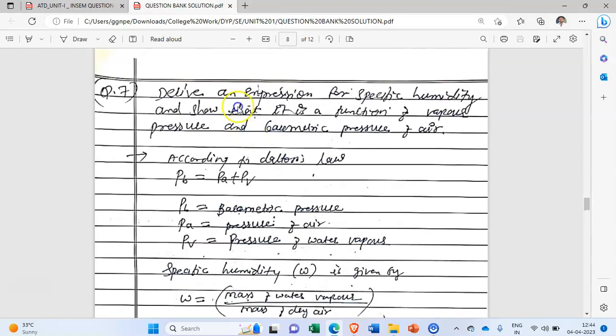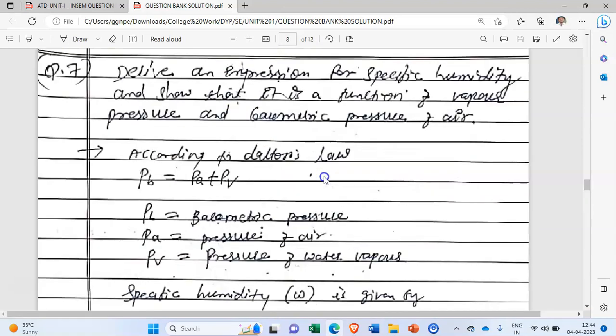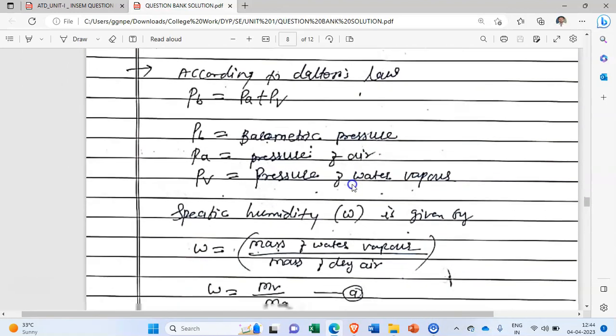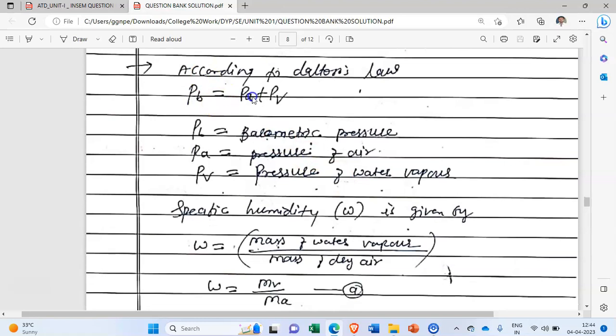So basically this derivation starts from Dalton's law. You know what Dalton's law is. So PB is equal to what? PB is equal to PA plus PV. What is this PB? PB is the barometric pressure, PA is the pressure of air, PV is the pressure of water vapor present in the air.